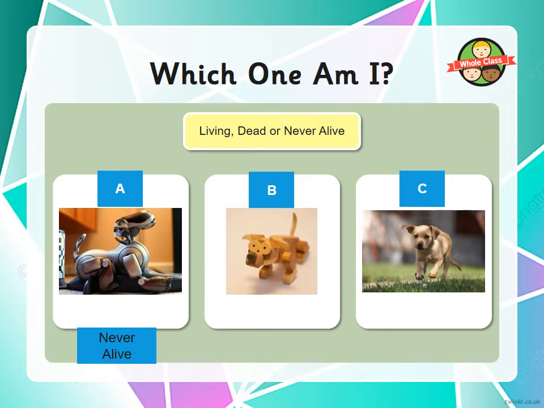Look at the second picture, B. A dog miniature made from wood. Where do we get wood from? Do you remember? We get it from trees. So, what was this wooden dog miniature once? It was alive when it was a tree, but now it's dead. It's no more alive. Last one. This dog is still living.